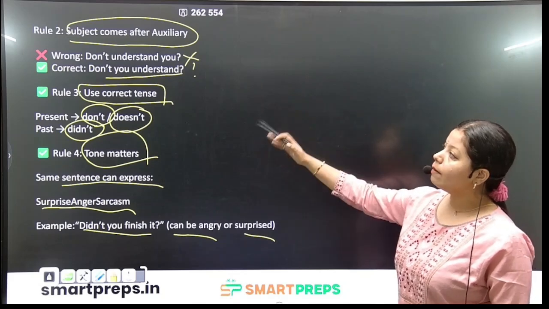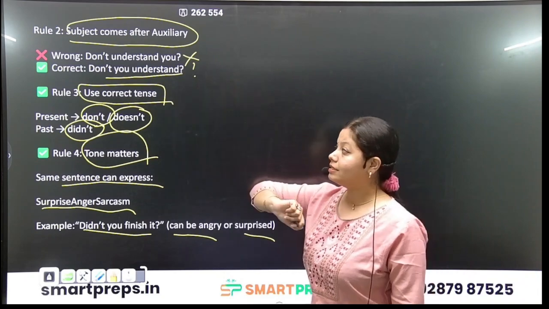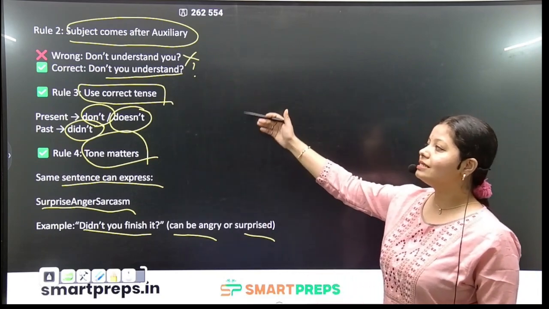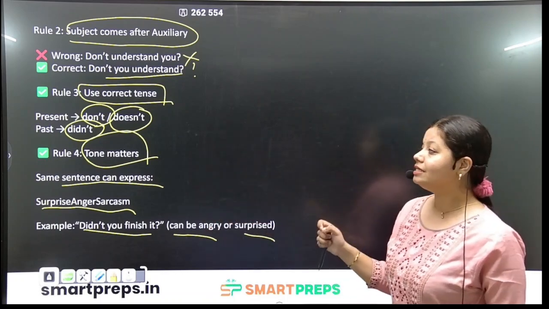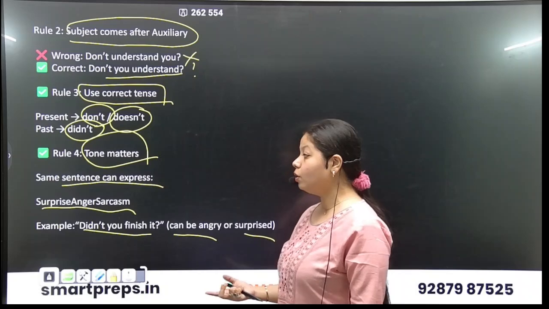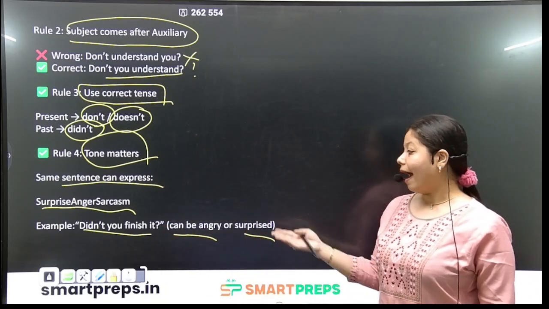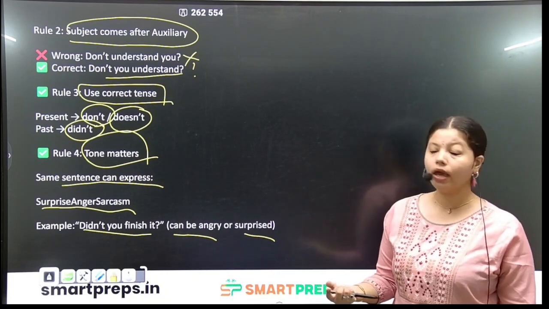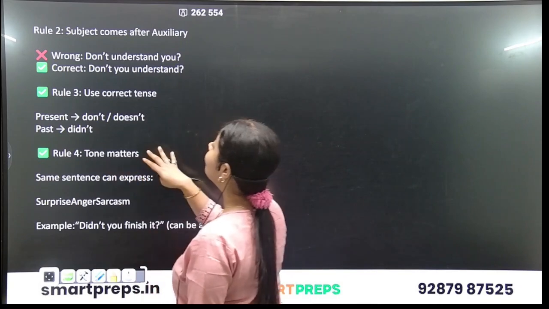These are some important rules regarding the tense. Okay, so present: don't, doesn't; past is didn't. And also the tone matters in the sentence. Same sentence can express surprise, anger, sarcasm. "Didn't you finish it?" can have an angry or a surprised tone. Okay, so these are what? Negative interrogative sentences. Rule of tone matters.